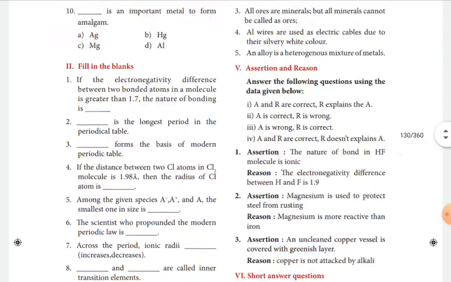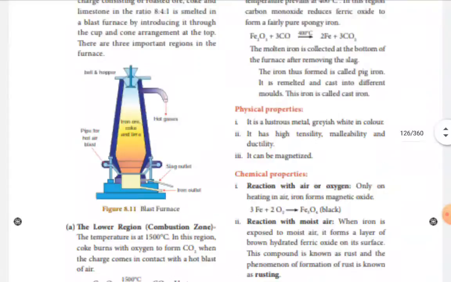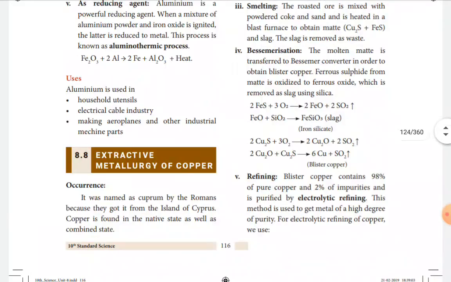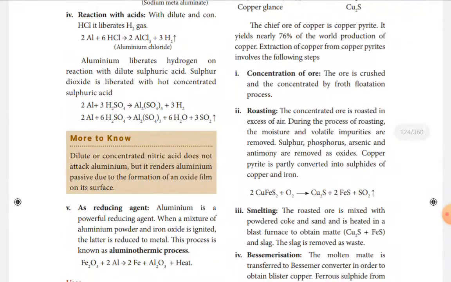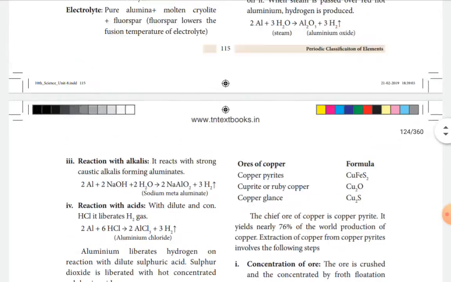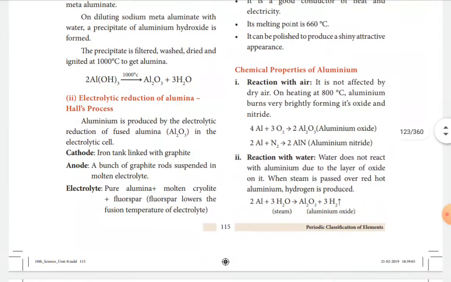That you have to come to the topic of aluminium, the aluminium burn, that is page number 115, the chemical properties of aluminium. First one, that is reaction with air. It is not affected by dry air. On heating at 800 degrees Celsius, aluminium burns very brightly, forming its oxide and nitride.